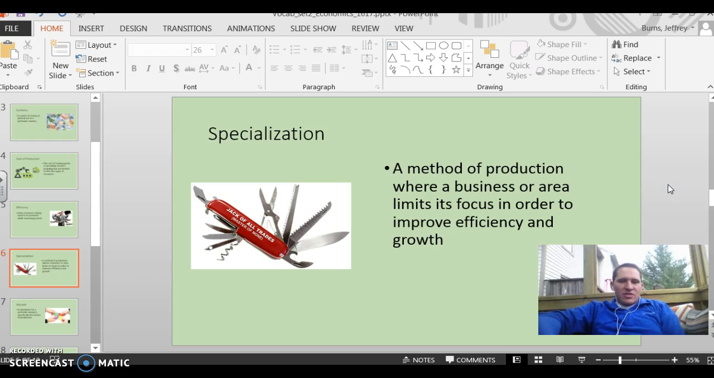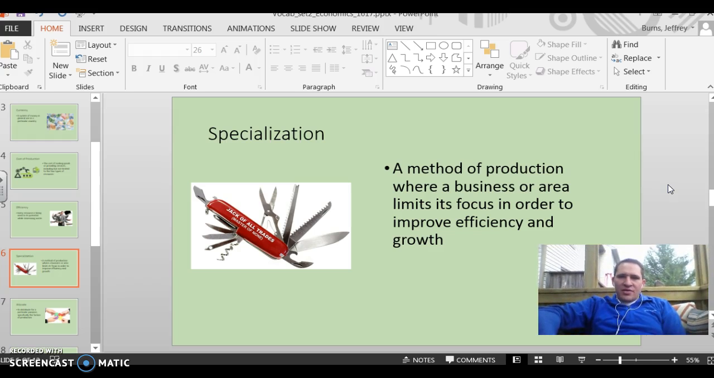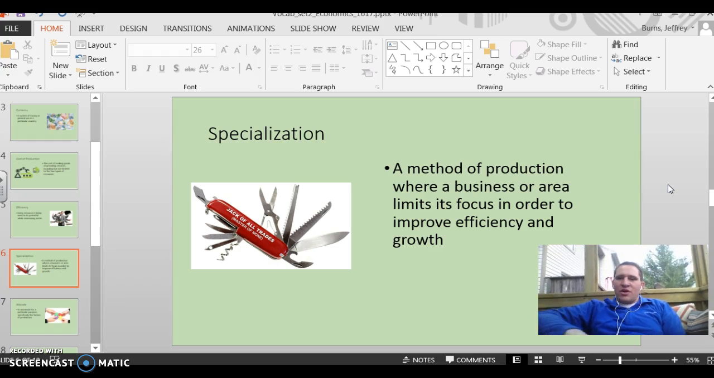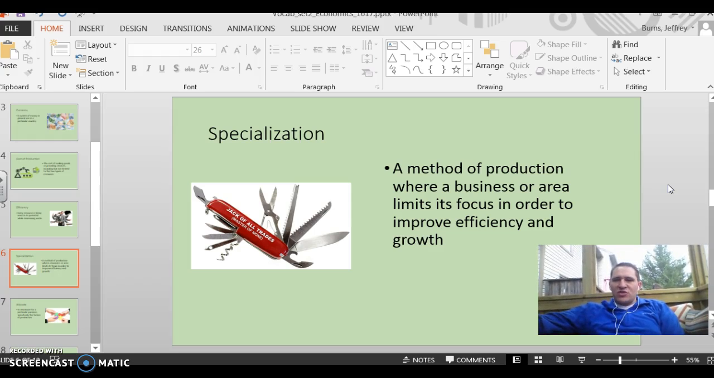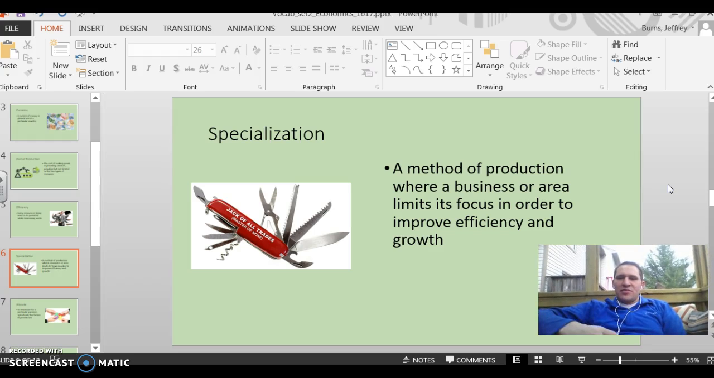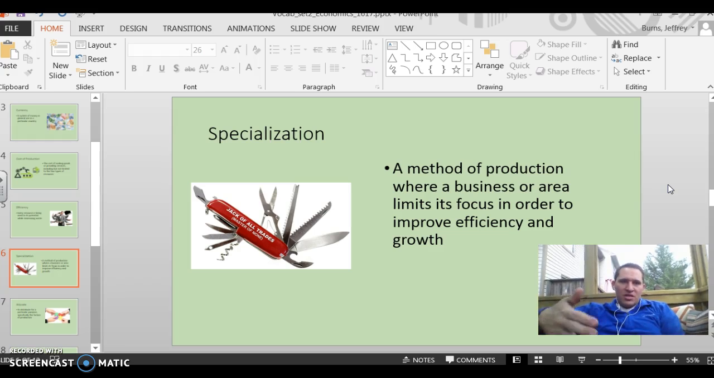Our next word is specialization. This is where a business or an area of the government or an area of the economy limits its focus to one or two areas, and this is to improve efficiency and growth. Just like in a Swiss Army knife, each of the different tools has their own skill, their own output. The knife is used to cut things, and the scissors are used to clip things, and the screwdriver is used to screw things in. The bottle opener is used to open bottles.